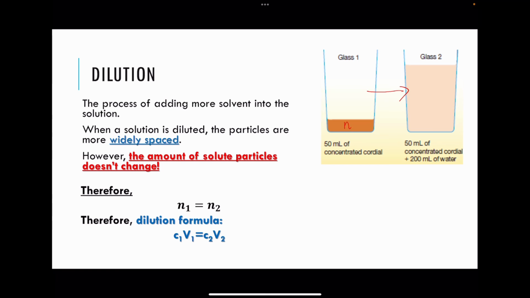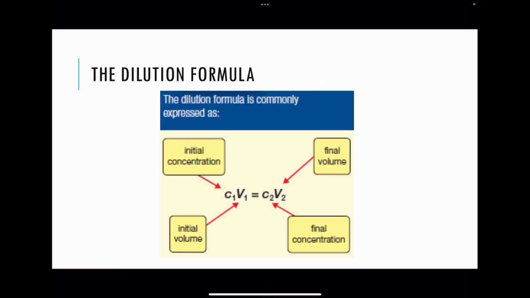Before dilution, I have n1 amount of solute particles, and then afterwards I have n2 amount of solute particles. They eventually remain the same. All I did was add solvent to the entire solution. And combine n1 equals n2 with the fact that n equals concentration times volume, then we have our dilution formula, which is c1V1 equals c2V2. Now, here is another notation for this formula. Initial concentration times initial volume equals final volume times final concentration.